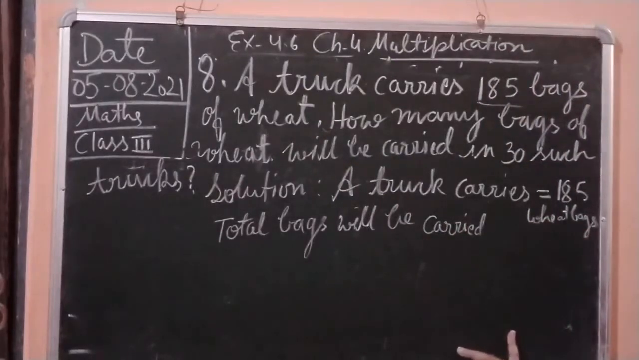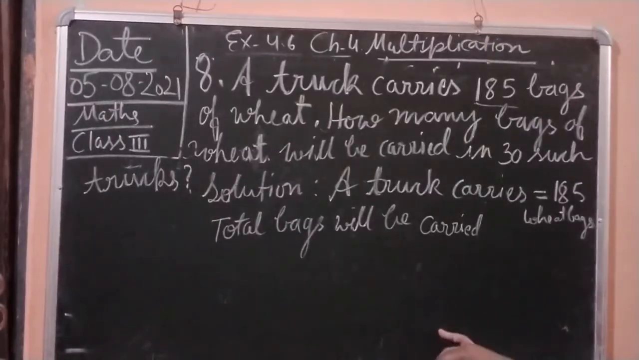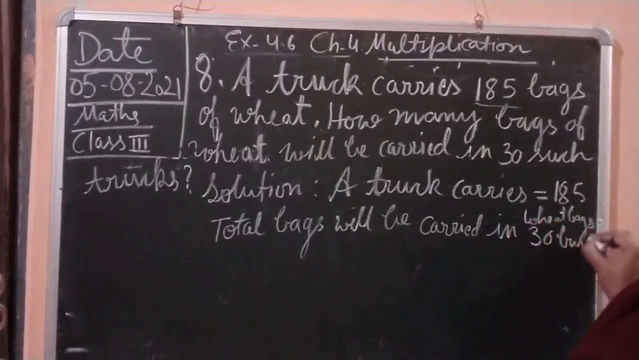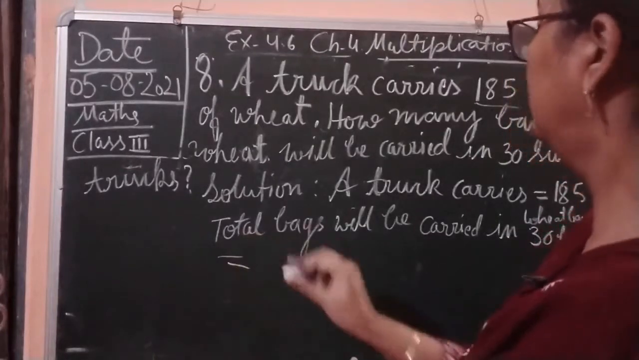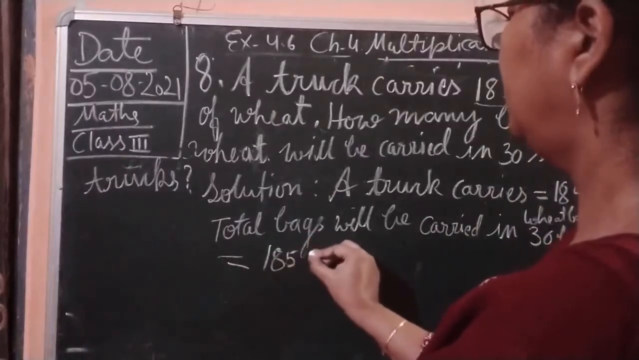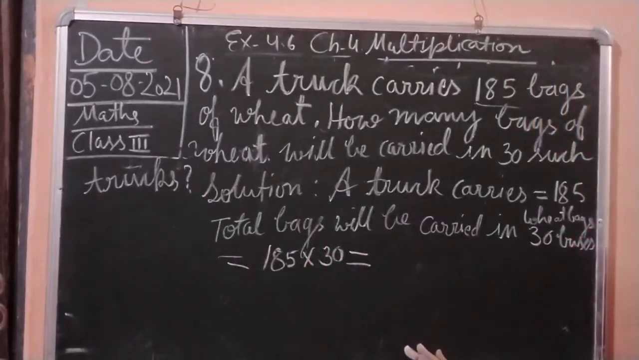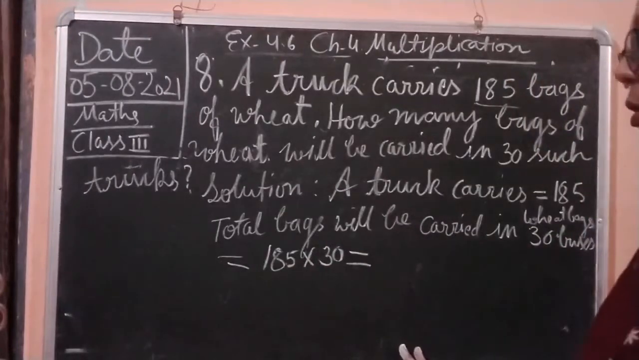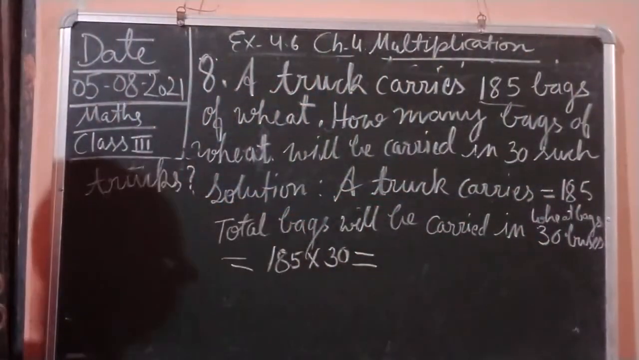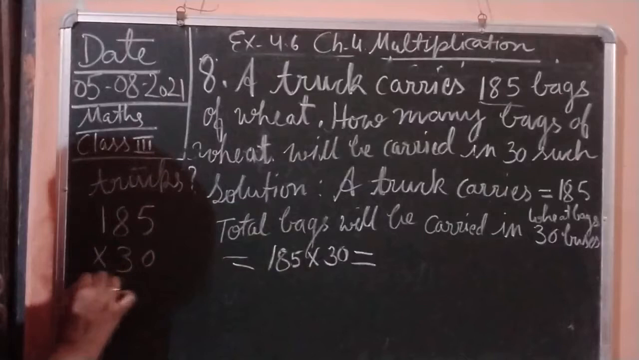Total bags will be carried in 30 buses, equal to... here we have to multiply 185 by 30. Whatever the answer will come, we will do. Okay, here we will see, 185 we are going to multiply by 30.